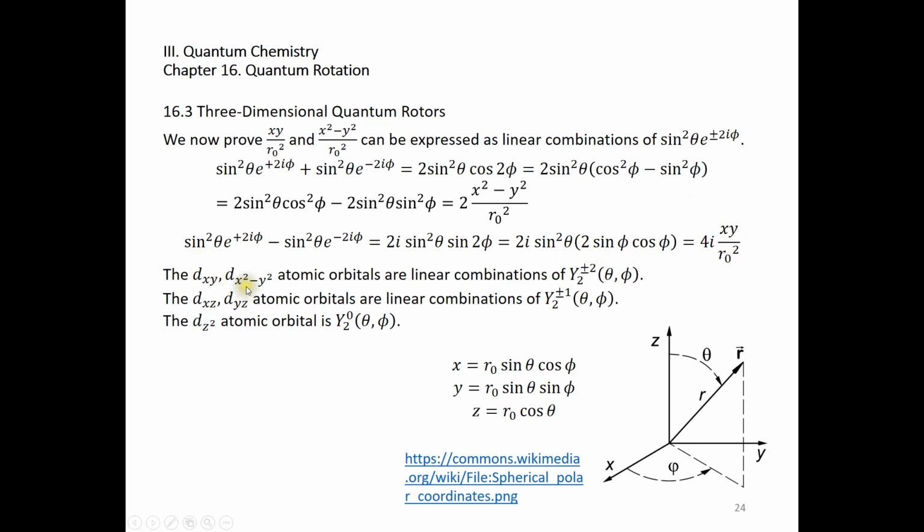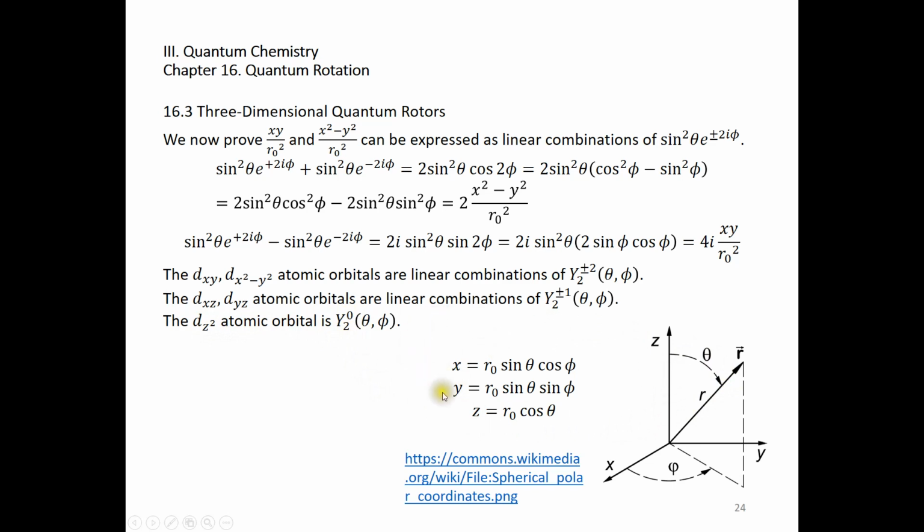So again, in summary, dxy and dx squared minus y squared are linear combinations of these two complex functions. When L is 2, m sub L is plus minus 2. dxz and dyz are linear combinations of these two complex functions. L is 2, m sub L can be plus minus 1. Finally, dz squared is simply Y 2 0. L is 2, m sub L is 0.